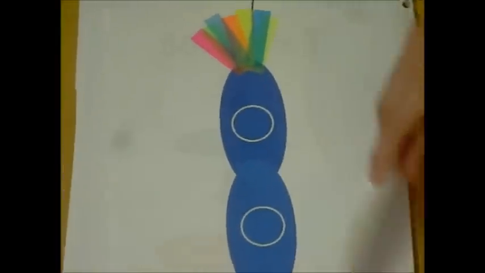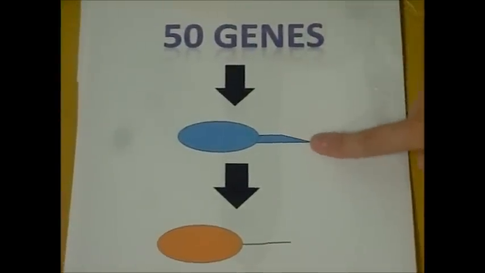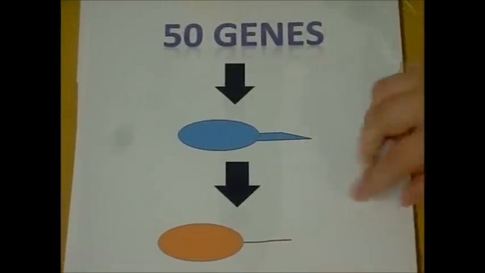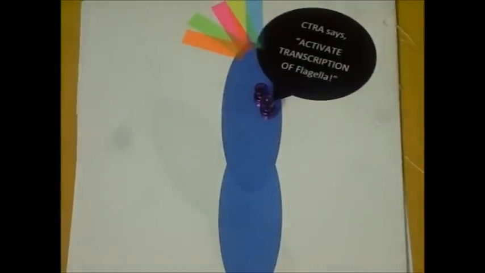Step 3. There are approximately 50 genes that are responsible for the transformation of a stalk cell into a swarmer cell. A special protein called CtrA activates transcription of these genes, which code for the polar flagellum to be made.